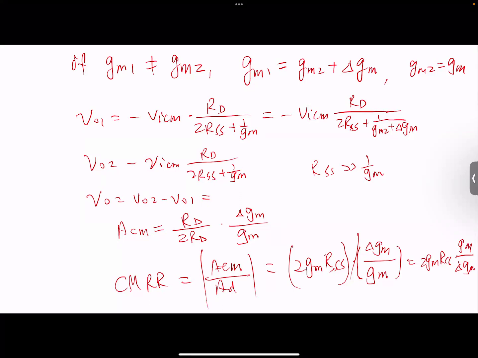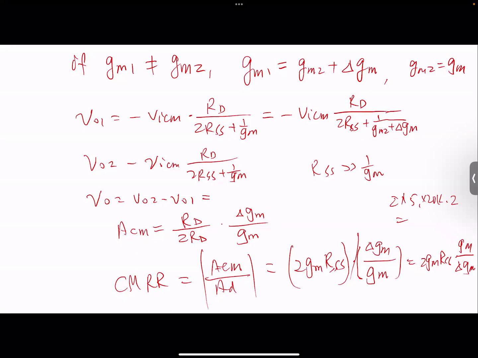It's very small. Let's calculate it. So if GM is 5 and delta GM is 2.5, so 2 times 5 times 20K times 2. That gives you 2 times 5, so 5 times 20 gives you 100.